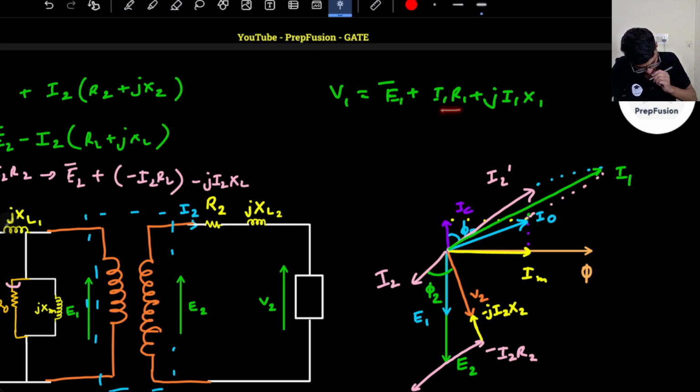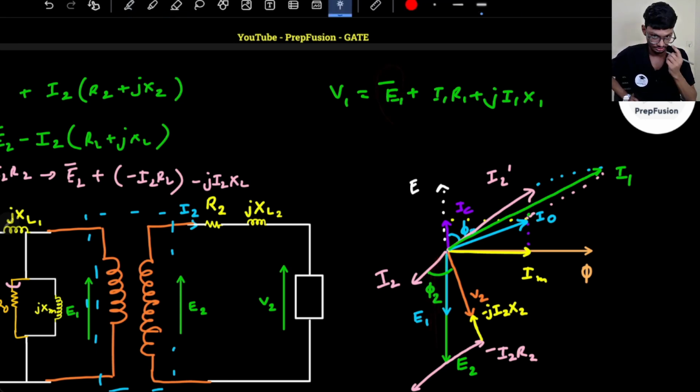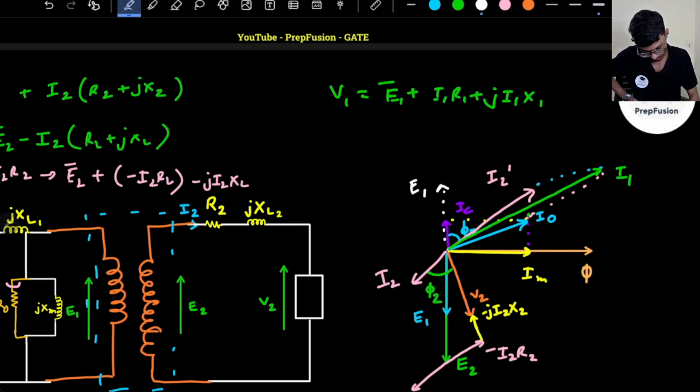Now I have to add I1 R1. I1 R1 will be what? I have to add it with E1. So E1 is here. Actually E1 is here, remember, but I will write here fictitious E1, right? So with respect to this only we will add, because my E1 is actually in phase opposition. So we have to add with minus E1. Remember this. This E1 is shown here in phase opposition in the phasor diagram. So I will add this with I1 R1. So I1 R1 will be just parallel to I1 only. Then I will add j I1 X1.